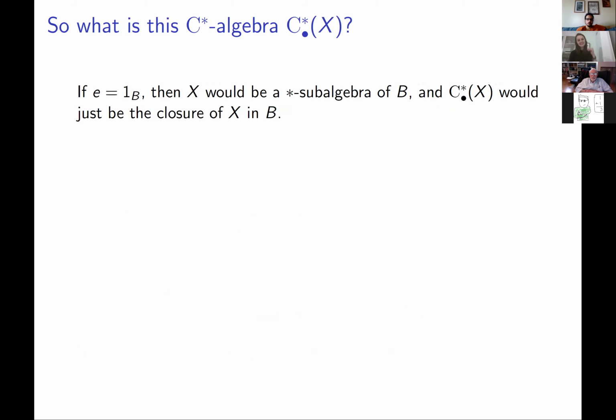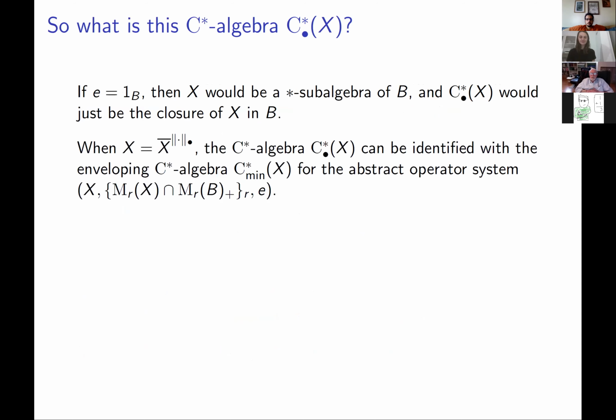So what is this C-star algebra? Well, it turns out because of this special interplay with this bullet multiplication and the multiplication on B, it turns out that if E were actually the unit of B, then X would be a star subalgebra of B, and C-star of X would just be its closure. So not so exciting.